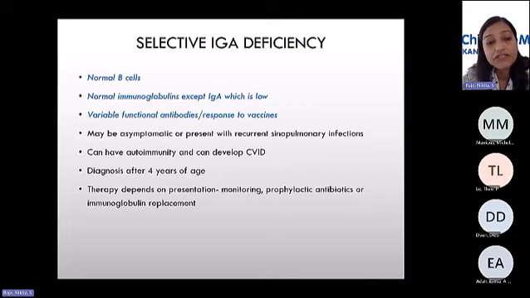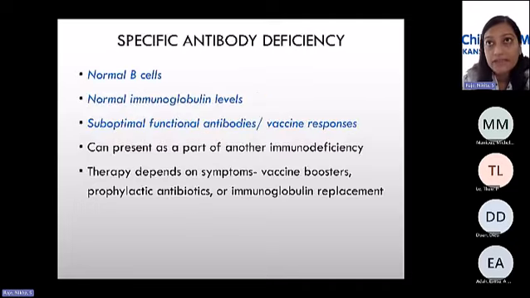Selective IgA deficiency: B cells are normal, immunoglobulin G, M, E are normal, A is low or absent, and they have IgA less than 7. There can be variable response to vaccines depending on whether they are symptomatic or not. They may have infection, they may need treatment or just monitoring. Treatment may involve prophylactic antibiotics or, in rare cases, immunoglobulin replacement. And these patients can have autoimmunity or can evolve into CVID.